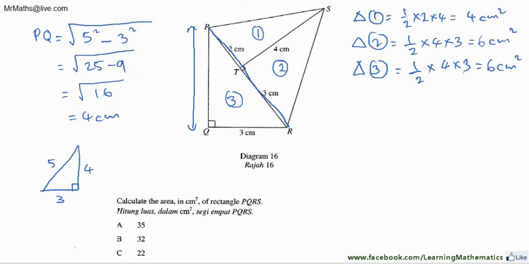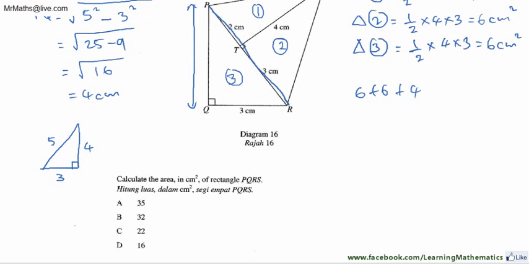Okay, then the total area of the rectangle PQRS is 16. Then 6 plus 6 plus 4 is 16. So it is D. Right. Move on to the next question.